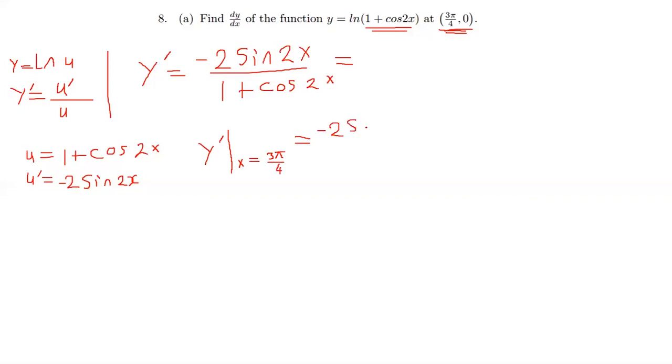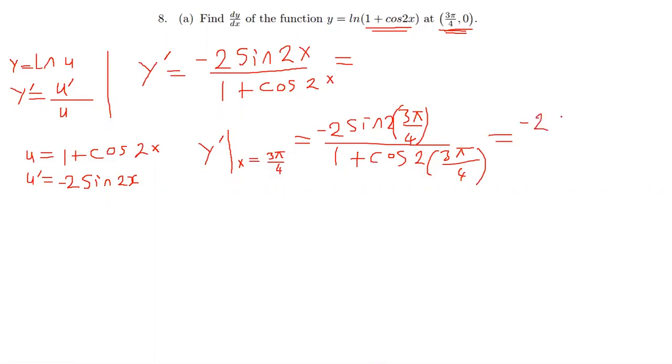2 sine, and then you are going to have your 3 pi divided by 4. You are multiplying it by 2, and then everything over 1 plus cos. We're going to have 1 plus cos 2, and then open brackets 3 pi over 4. So here you are going to have now something like this, negative 2 sine.